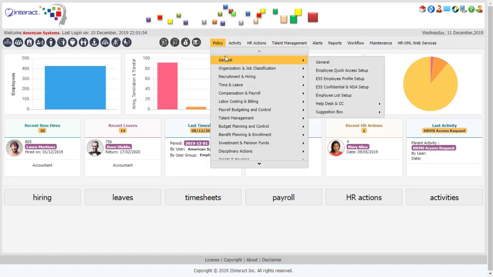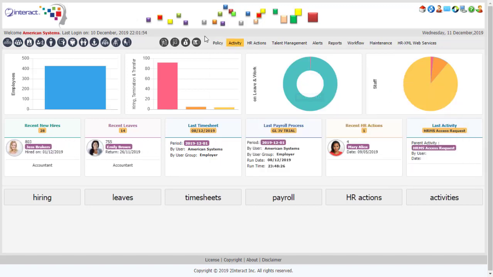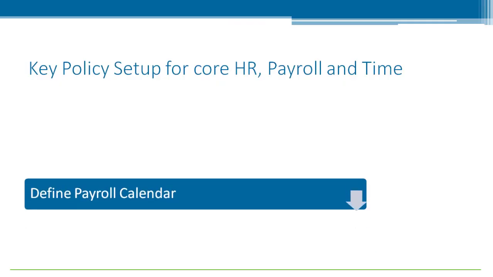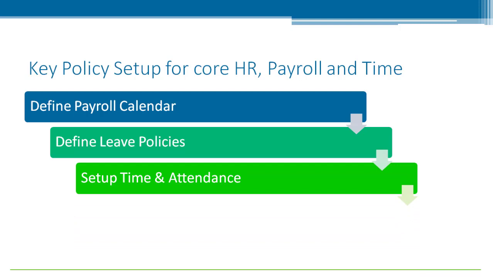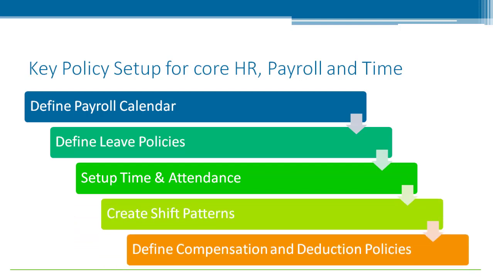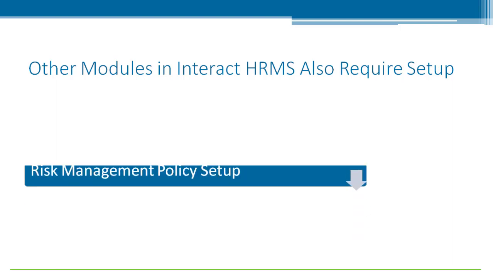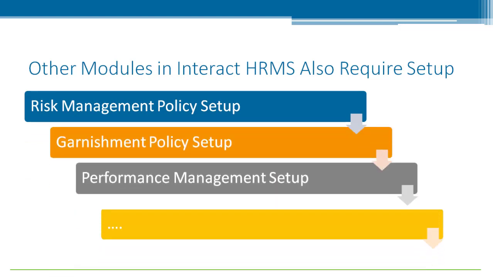The business rules are defined under the policy setup in Interact HRMS. Each and every module of Interact has a setup area where you define the underlying rules. The key policy setup for an integrated HR, payroll, and time deployment requires you to define the payroll calendar, leave policies, time and attendance, shift patterns, compensation, and deduction policies, and sometimes time clocks. The setup and configurability of Interact's modules applies to all modules, so other examples could be the risk management policy setup, garnishment policy setup, performance management setup, and much more.